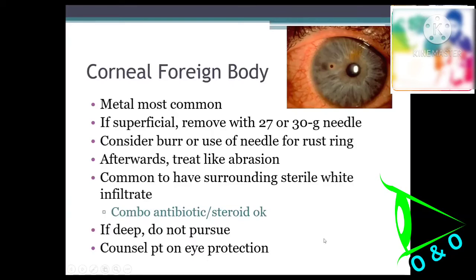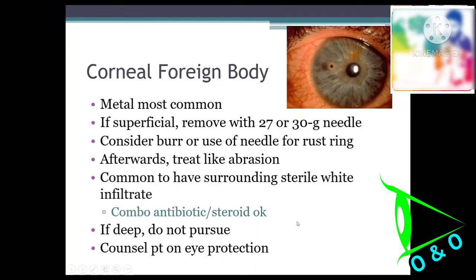Afterwards, there's a little crater in the cornea, so you want to treat it like a corneal abrasion. However, sometimes you can see a surrounding white infiltrate that's usually sterile. So in those cases, I'll add a little bit of a steroid, like a combination antibiotic steroid such as Maxitrol. If it's really deep, you don't want to pursue it. Send them to me or one of the other cornea specialists to have a look.